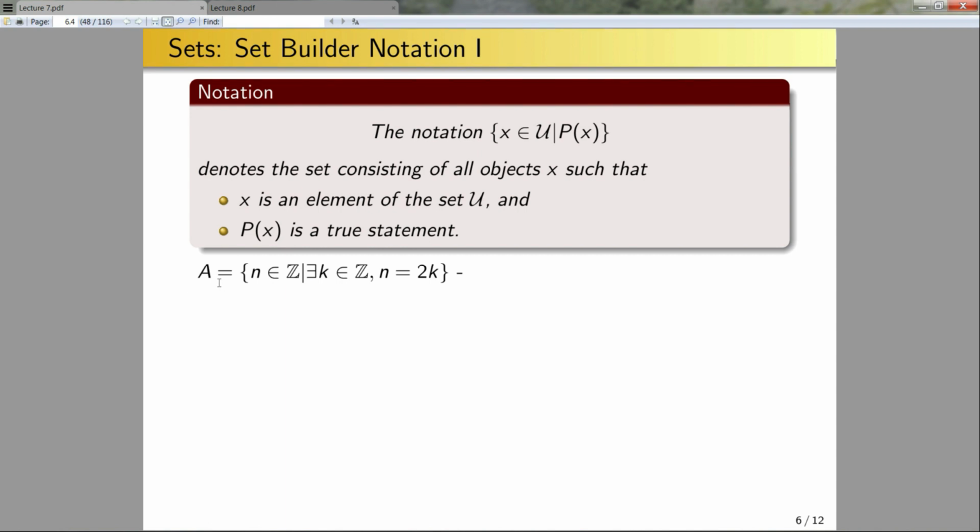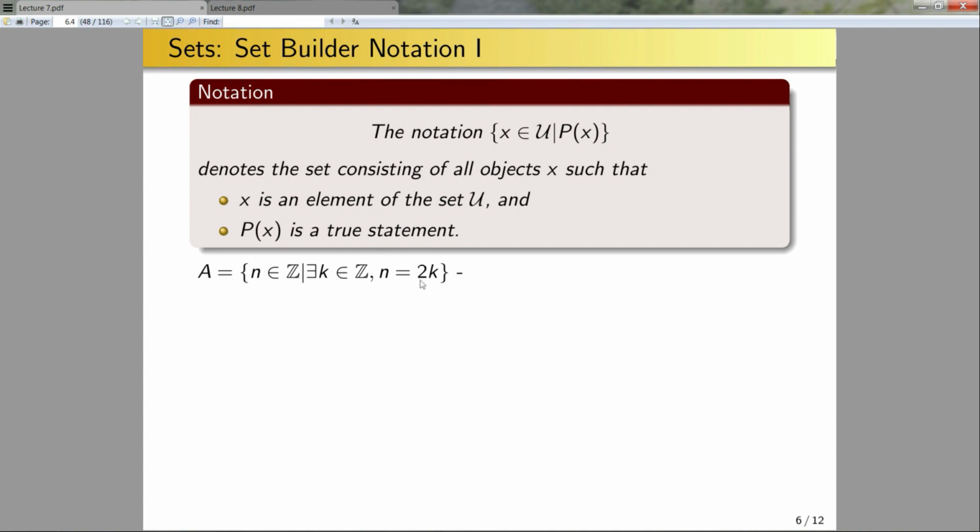So I could say let A be equal to this set. What is this saying? Well, this is saying that A is the collection of all elements in the integers, so it's the collection of all integers n such that there exists some other integer k where n is equal to 2k. So pause the video for a second and think about what this set would actually be.